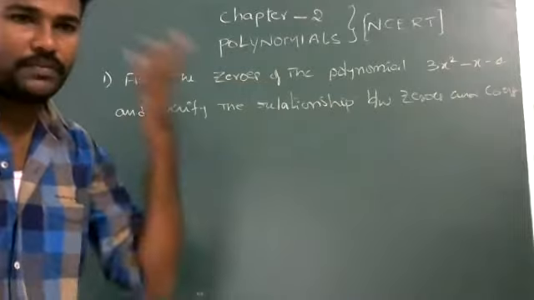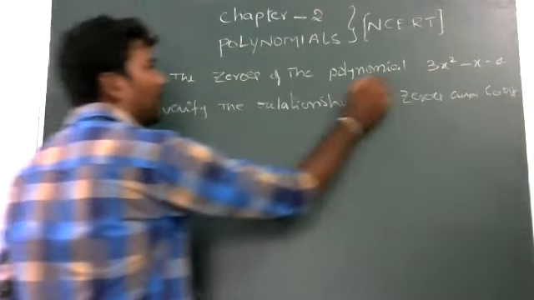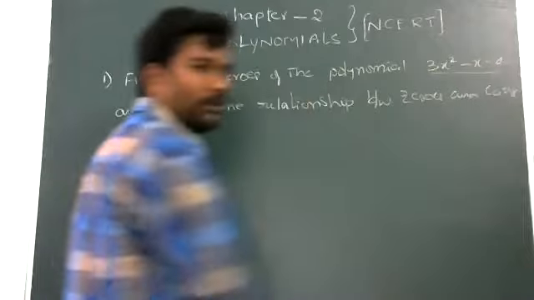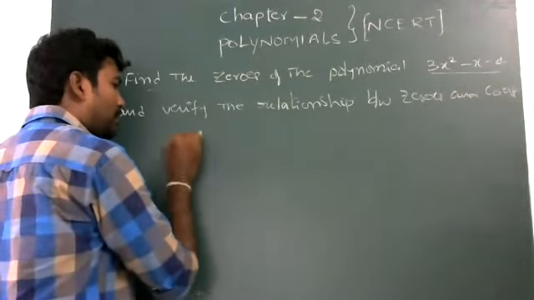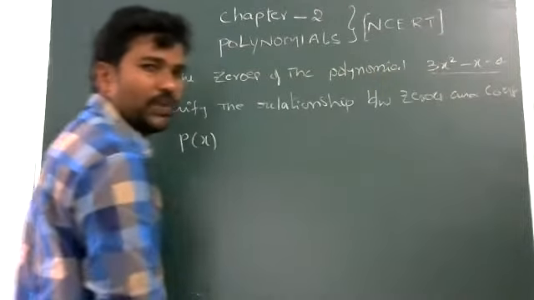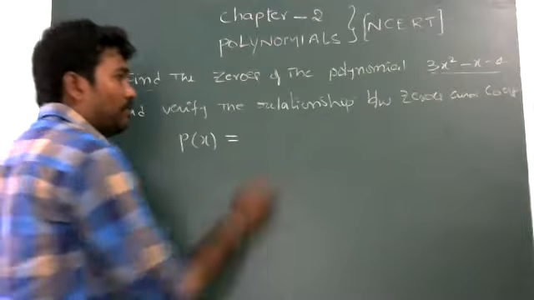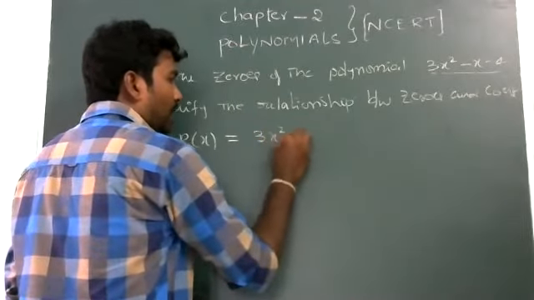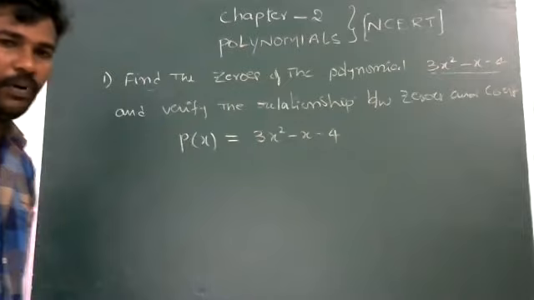Now, first of all, you find the zeros of this polynomial. That means you can write it as a polynomial of x, since the variable is x only. Polynomial of x is equal to 3x squared minus x minus 4. Find the zeros of the polynomial.